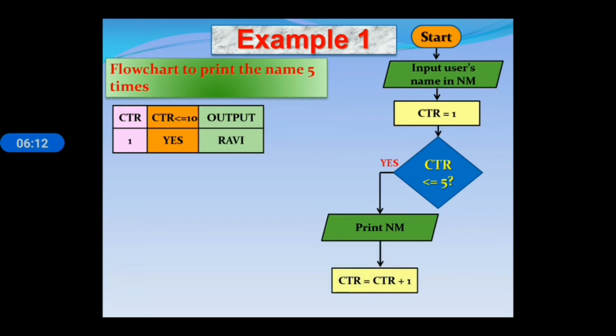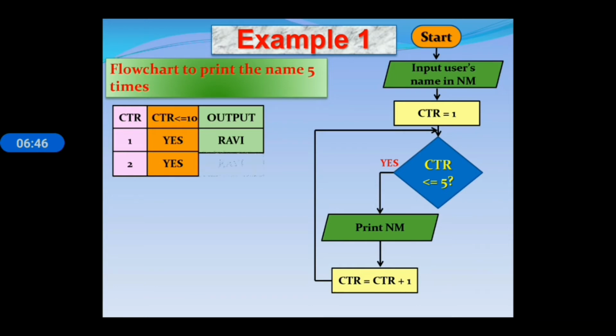Let's suppose the given name is Ravi. It will print Ravi the first time. Then again, here we increase the value of CTR by 1 by writing CTR equals CTR plus 1. It means whatever the value of CTR was earlier is increased by 1. That becomes 2. Again, it will check whether the value of CTR is less than or equal to 5 or not. Yes, it's less, that is 2.